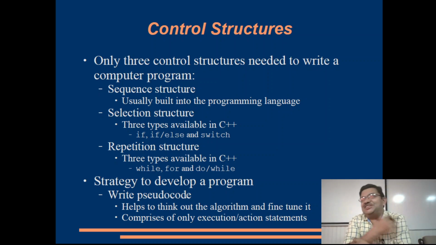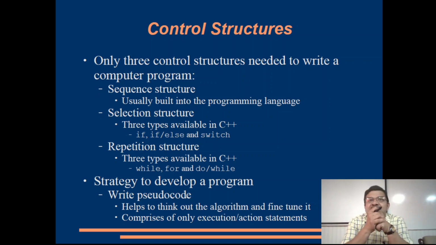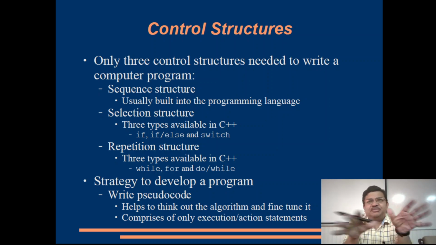Then you have the repetition structure. Some set of statements need to be repeated again and again for a certain amount of time or up to whatever number you specify, right? So there are three repetition structures available in C++, that is while, for, and do while, right? The difference between while and for is that the syntax is slightly different, but they are more or less the same thing.